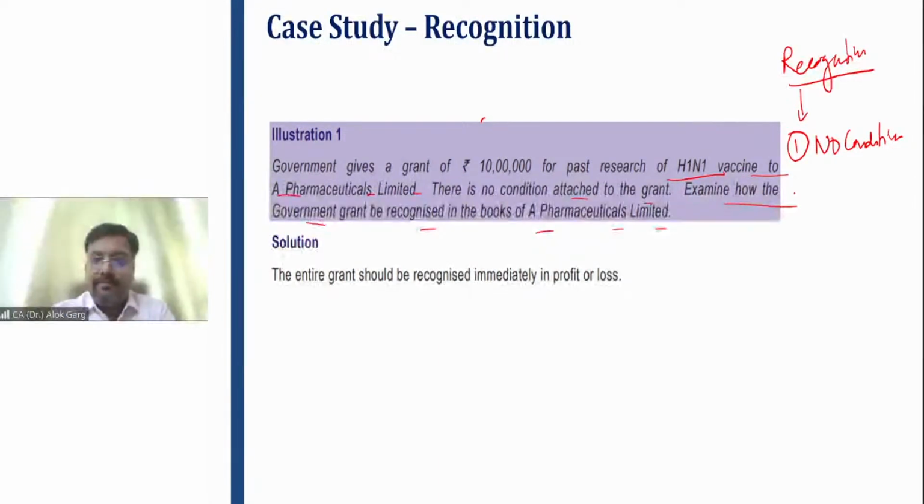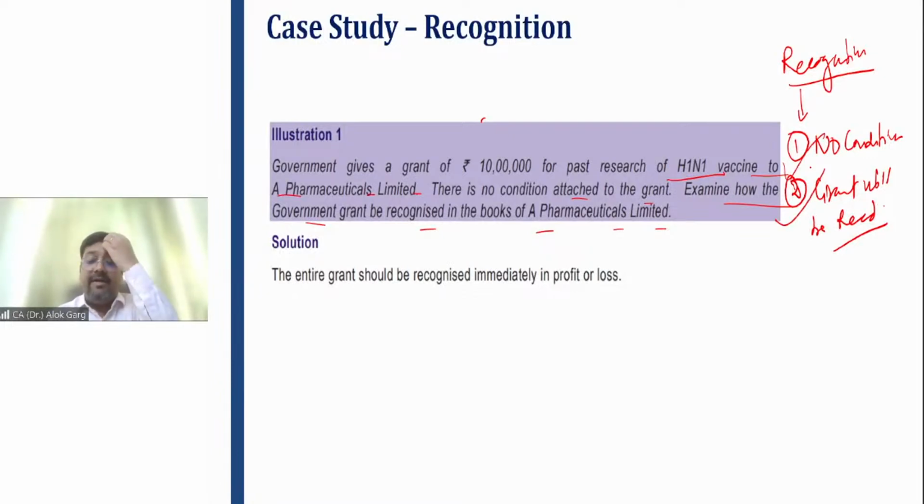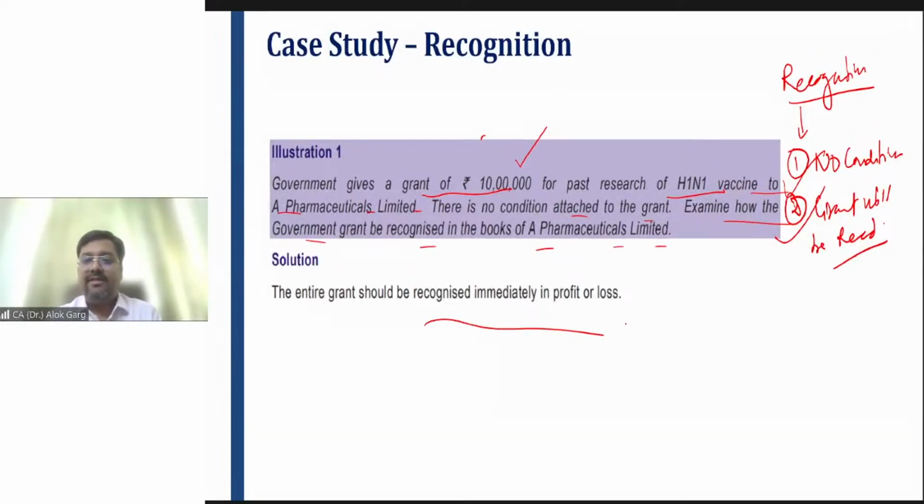Second, the grant will be received. There is a certainty that the grant will be received. So friends, in this case, both the conditions are met. Why? Because the entity is not required to comply with any condition and the government grant has already been received. So this entire grant should be immediately recognized in the profit or loss. Is that clear?